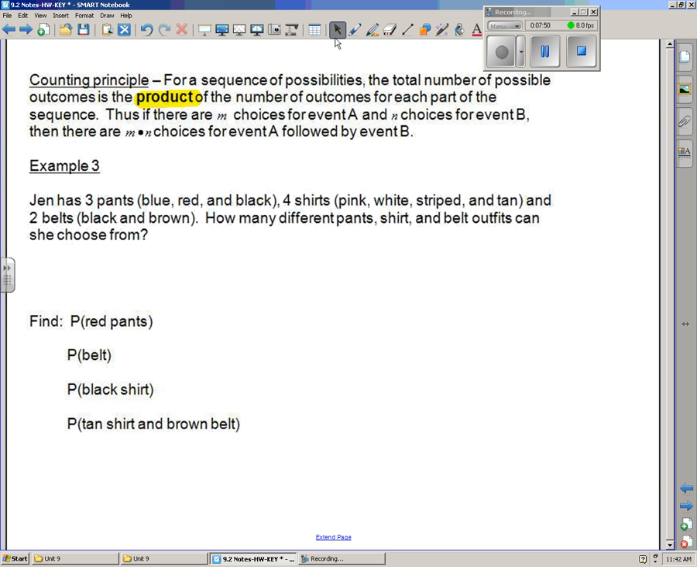So here's an example. Jen has 3 pairs of pants, blue, red, and black. She's got 4 shirts, pink, white, striped, and tan. She's got 2 belts, black and brown. How many different pants, shirt, and belt outfits can she choose from? Well, the shortcut is to say, well, I can multiply all of my choices together, 3 times 4 times 2, and realize there are 24 outcomes.